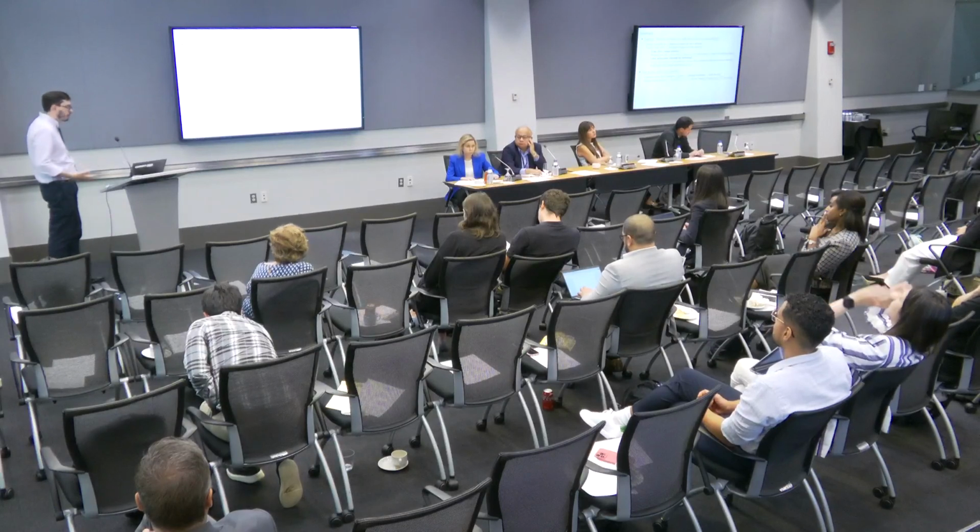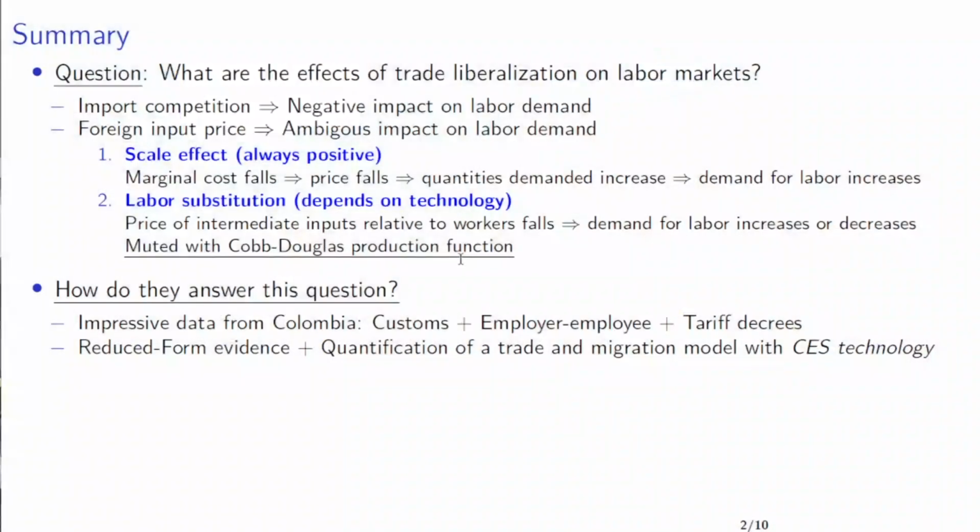So how do they answer this question? They bring this impressive data from Colombia, with customs data, employer-employee information, and tariff decreases. They put all of that together, and then they provide some new reduced-form evidence, and they quantify a trade and migration model with CES technology. Okay. And then what do they find?